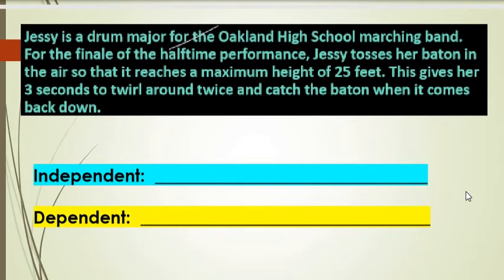This one, Jessie is a drum major for Oakland High School marching band. For the finale of the halftime performance, Jessie tosses her baton in the air so it reaches the maximum height of 25 feet. That gives her 3 seconds to twirl around twice and catch the baton when it comes down. I want you to identify the independent and dependent quantities and put me on pause.